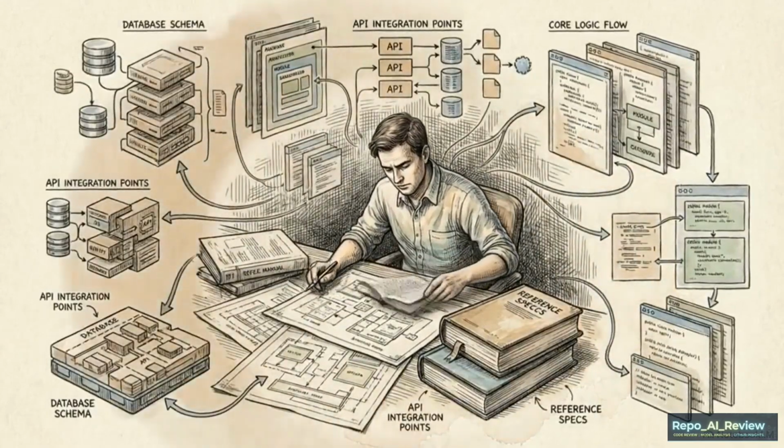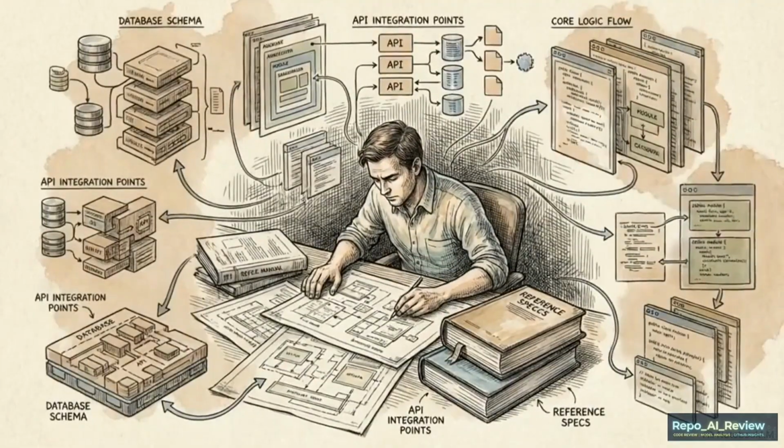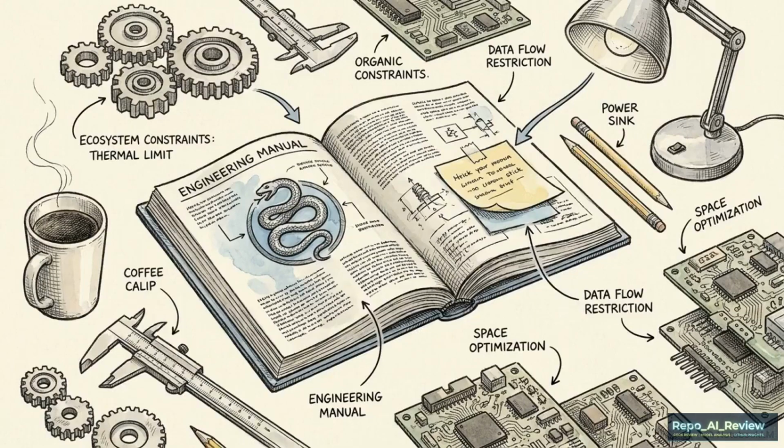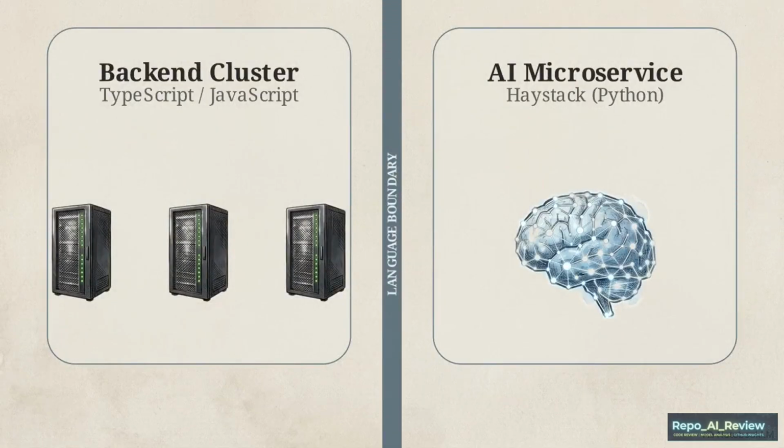Mastering Haystack demands a steeper learning curve than bolting together basic AI wrapper tools. There is also an ecosystem constraint. The framework is strictly integrated into the Python environment. This diagram shows a system architecture with a distinct barrier between a backend server cluster and an AI microservice. For backend teams writing in TypeScript or JavaScript, utilizing Haystack creates operational friction, forcing them to orchestrate requests across language boundaries.